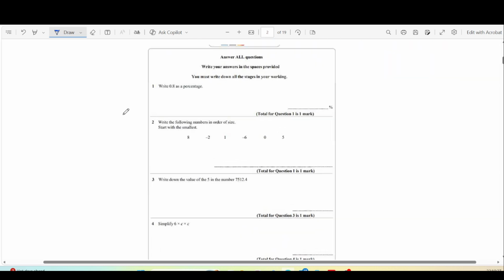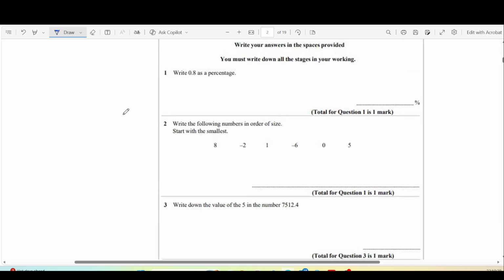Okay, so let's start. This is our question 1. We have to write 0.8 as a percentage. So we'll just multiply it with 100. To convert any decimal or fraction into percentage, we multiply it with 100. We have here two zeros, right? So we need to move it by two places. This is empty, so we will fill it with 0, so this will become 80, right? So the answer is 80%.